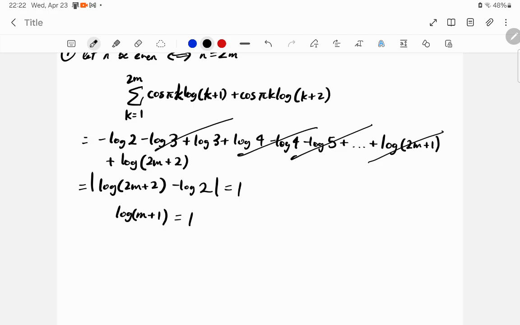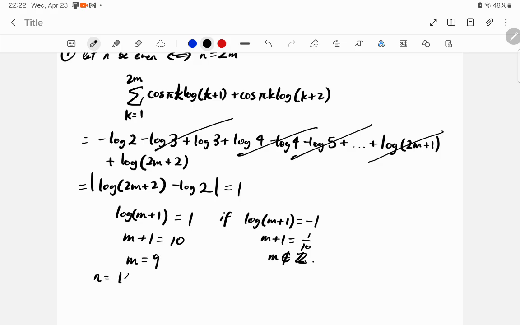Take note, however, that if log of m plus 1 is equal to negative 1, you would get m plus 1 is equal to 1 over 10, which is not an integer. Okay, we need m to be an integer. So since m is not an integer, we're not going to consider this. So we just get m plus 1 is equal to 10 when we raise both sides to the power of 10. So we get m equals 9. And so n will be equal to just 2 times 9, which is 18. So we found our first solution.